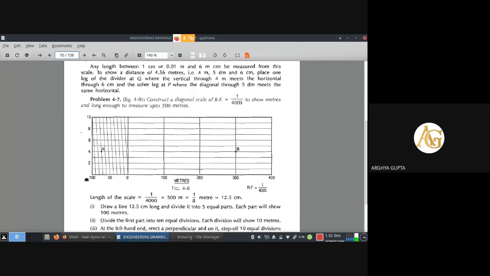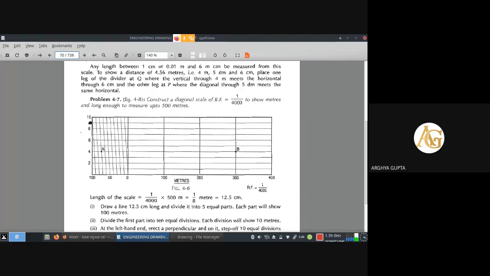Now what we have to do is divide that leftmost portion again into 10 equal parts. So the leftmost portion has been divided into 10 equal parts by drawing an inclined line. Now a height will have to be taken. That height will be 3 centimeter. Please remember or note it down. This height of the diagonal scale will be 3 centimeter.